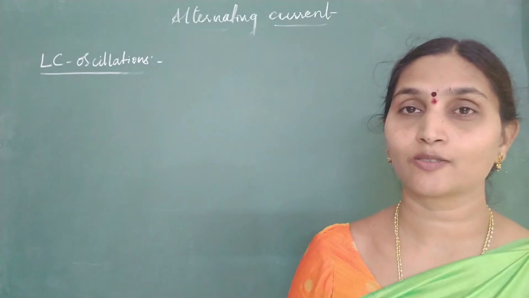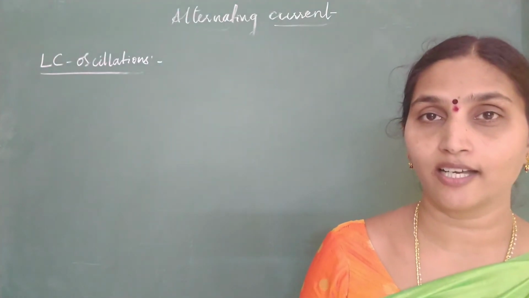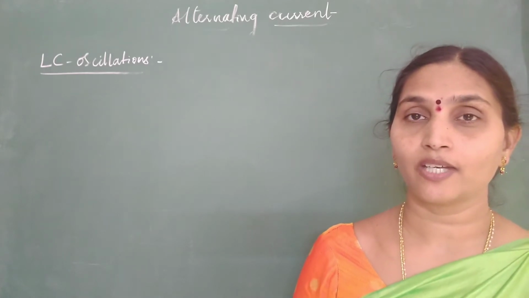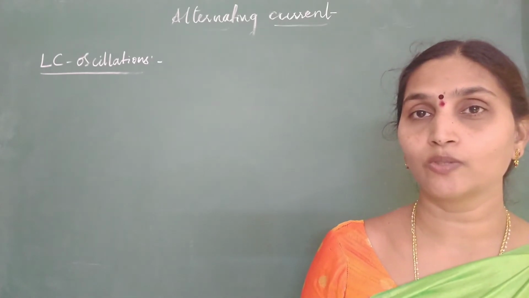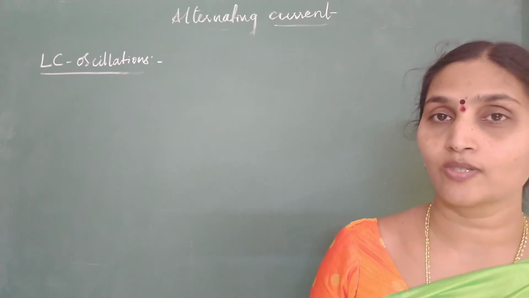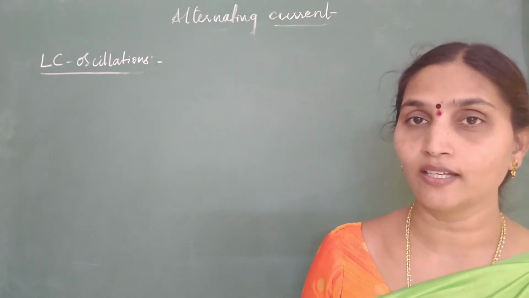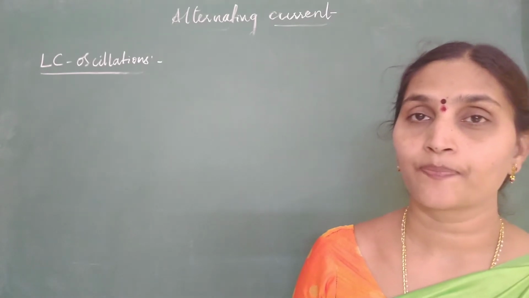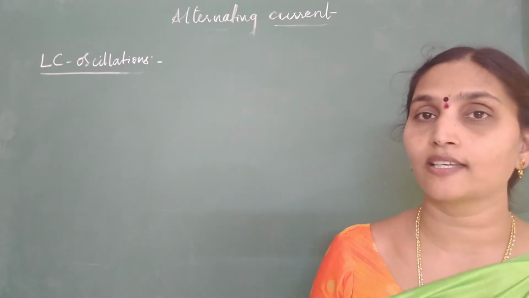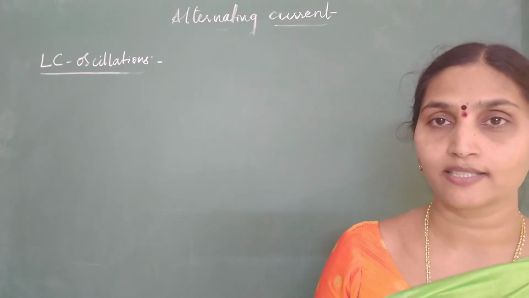Welcome back, children. So coming to today's class on alternating currents, we will be studying about LC oscillations. So we know inductor and capacitor are the two elements which have ability to store some energy. Inductor stores energy in the form of magnetic field, which is half Li square, whereas capacitor stores energy in the form of electric field, and we can write it as half Q square divided by C.